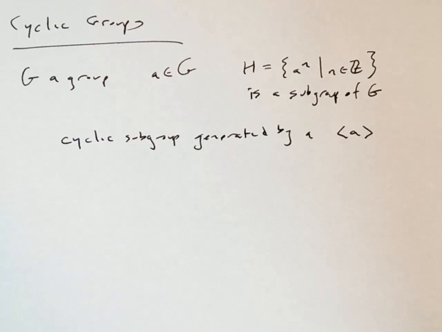Within the Klein 4 group, we had E, A, B, and C. Those were generated respectively by A, B, and C. None of them generated the entire Klein 4 group, but those are still cyclic subgroups within it.